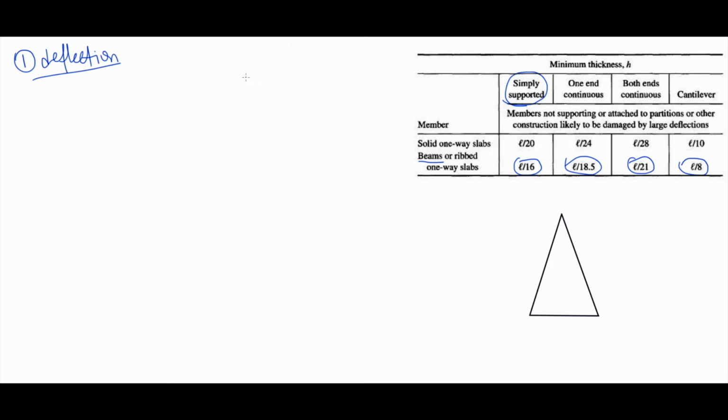Just to recall quickly, simply supported is this type of beam, right? Roller and pin. If it is one end continuous, it will be here, so we're talking about here. This is called one end continuous. Both ends continuous is actually this one, which is in the middle, and this is called cantilever, right?